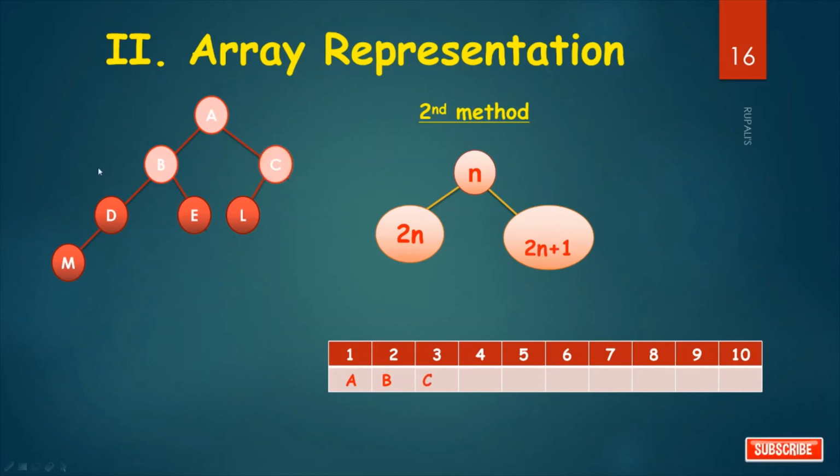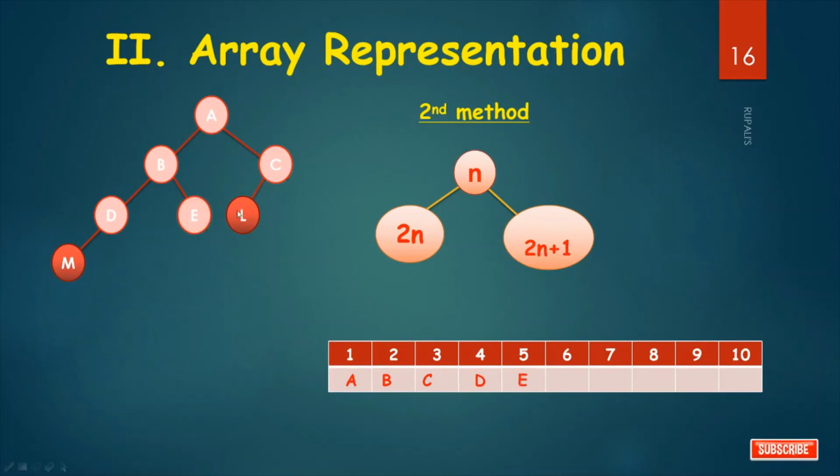Now in case of B, what is the index of B? It is 2. So what is the value of n now? For B, the value of n is 2. So left child of B is in 2 into 2 location. So D is in 4 location. And E, it is 2 into 2 plus 1. So it is in 5 location.